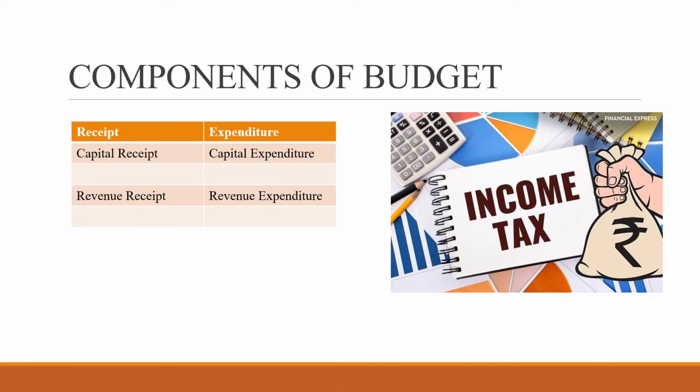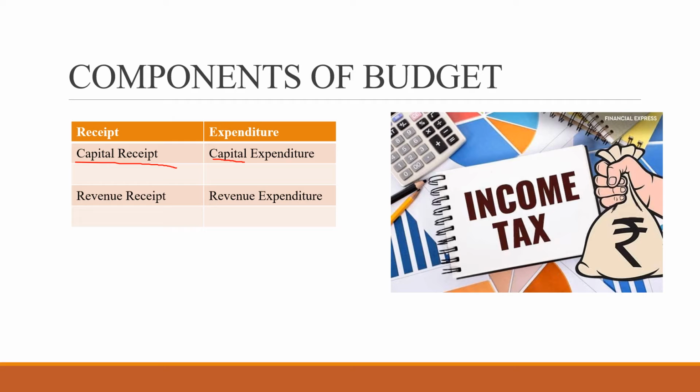The components of budget can be broadly categorized into capital budget and revenue budget. Capital budget is further classified into capital receipts and capital expenditure, and the same goes for revenue budget, which is classified into revenue receipt and revenue expenditure. Now, what is capital receipts? Capital receipts indicate the receipts which lead to a decrease in the assets of the government. For example, the money which is received in the form of borrowings or repayment of loans by the states.